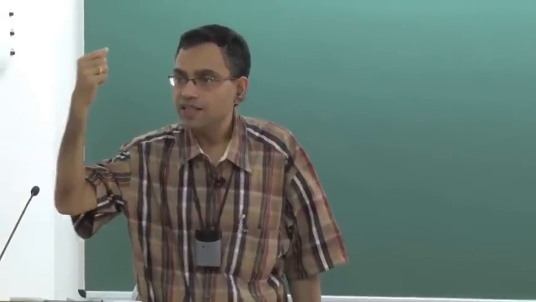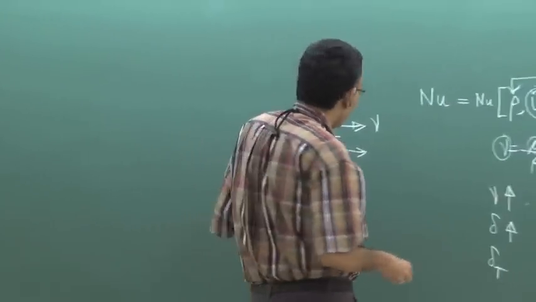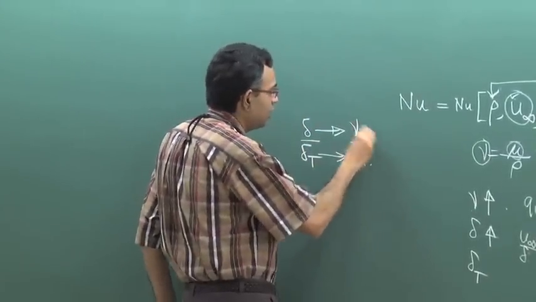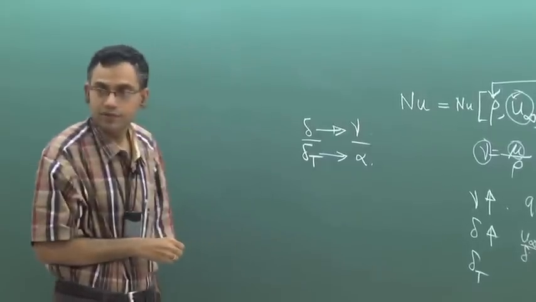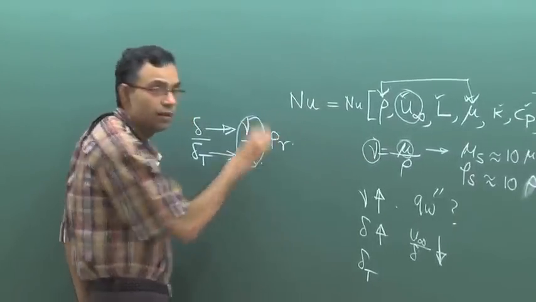K is just like mu by rho, mu is momentum disturbance and rho is momentum sustenance. Similarly, K by rho Cp, K is thermal disturbance due to conduction and rho Cp is the ability for thermal storage, that is thermal inertia. Okay. So, very similar. So, nu by alpha is related to delta by delta T, and this nu by alpha is a parameter known as the Prandtl number.